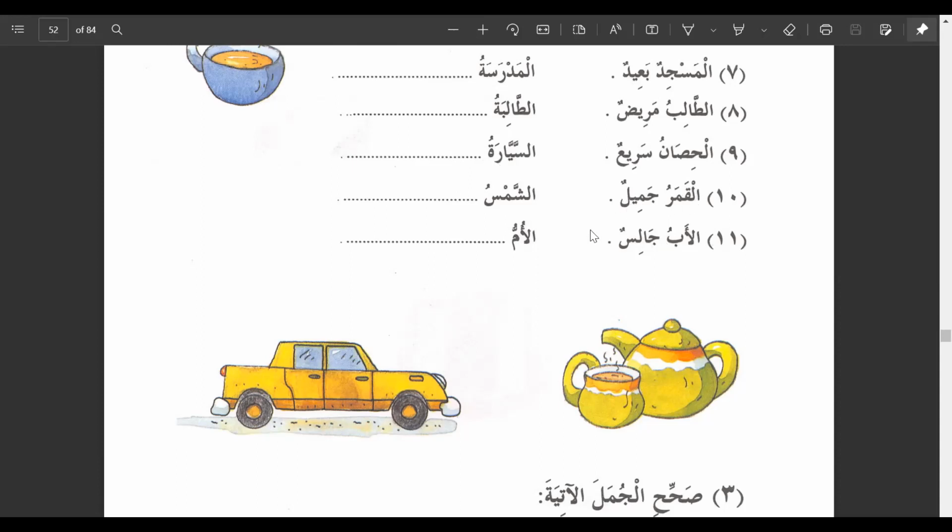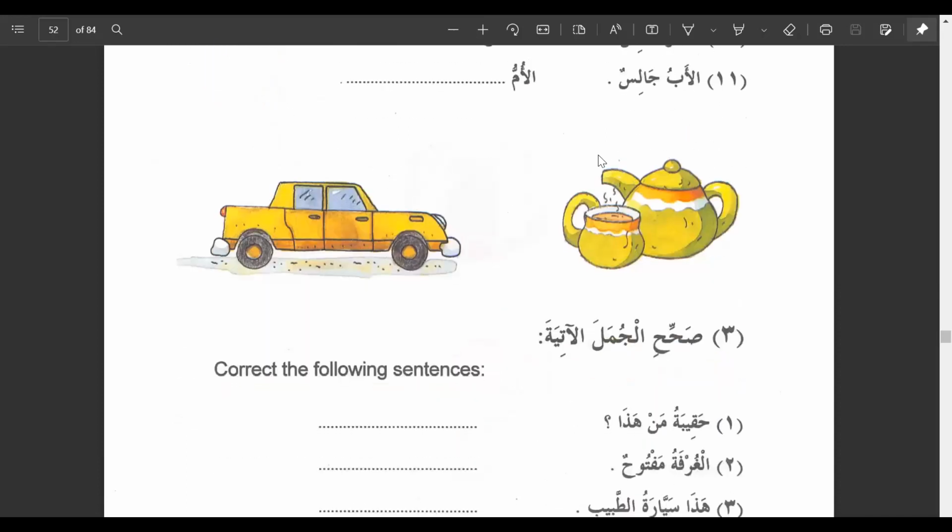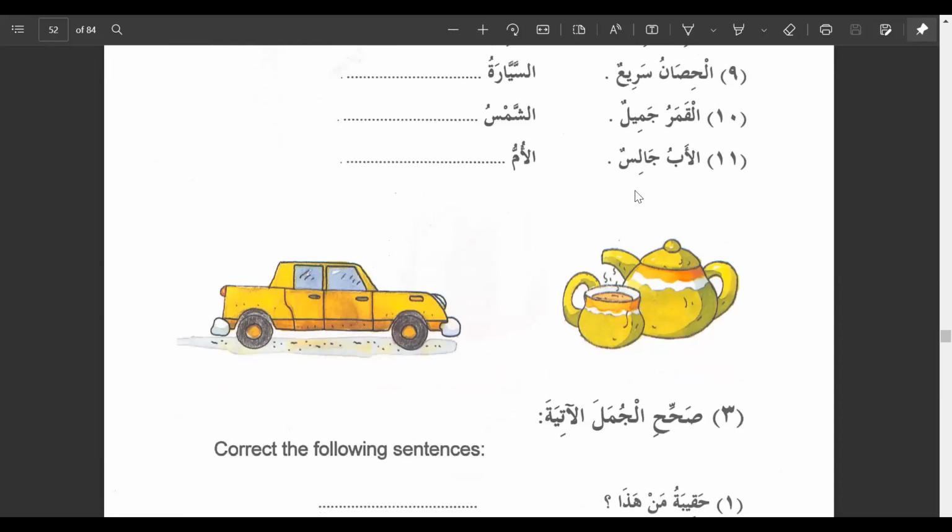Al-qamaru jamilun. Ash-shamsu jamilatun. Yes. Qamar, moon, is masculine, and shams, sun, is feminine in Arabic. Okay. Al-abu jalisun. The father is handsome? Sitting. Oh, sitting. Yes, the father is sitting. Al-ummu jalisatun. The mother is sitting.